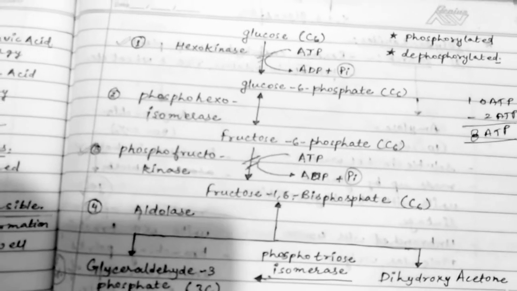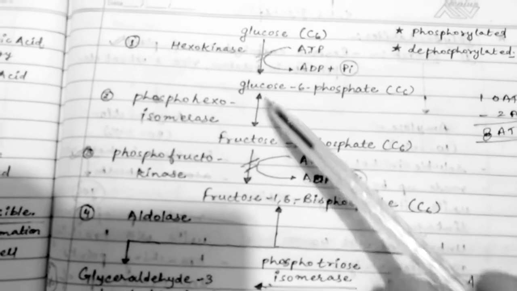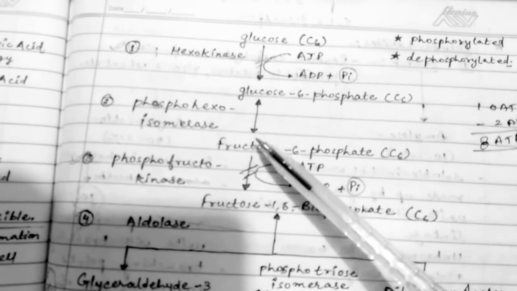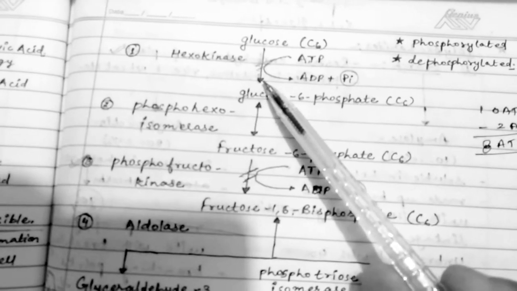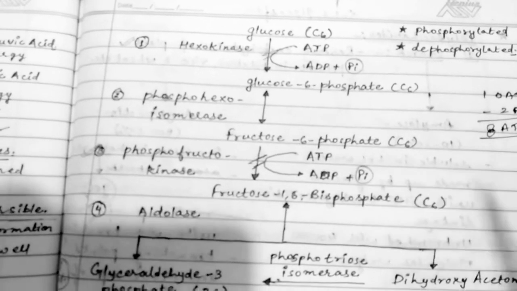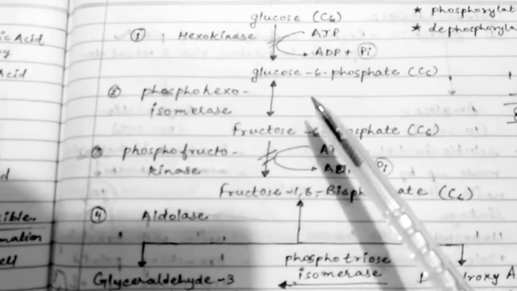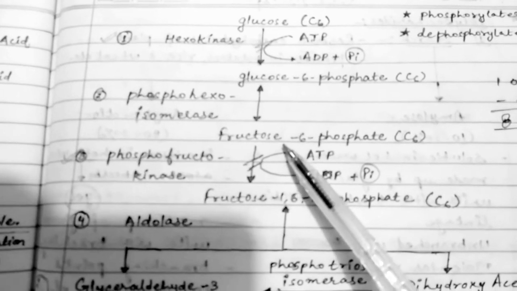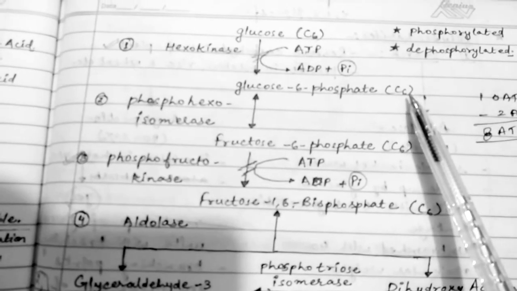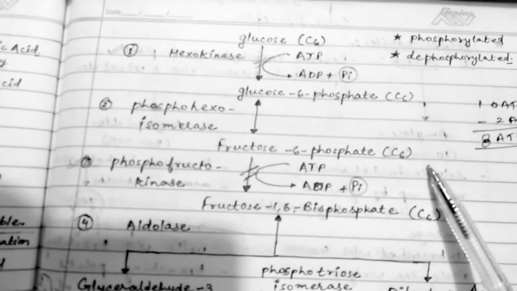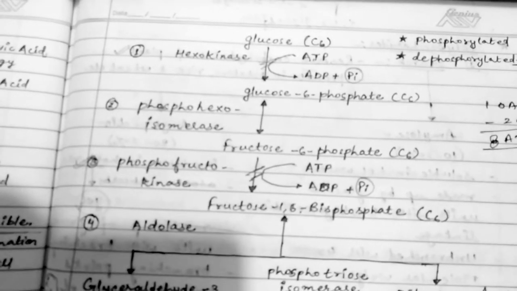Then the second reaction is a reversible reaction. For a reversible reaction I have denoted the arrow on two sides, while for the irreversible I have denoted only one arrow on one side. Then student, what is taking place in this reaction? Glucose 6 phosphate is converted into fructose 6 phosphate. This compound also has 6 carbons, and the product of this reaction also has 6 carbons, so there is no difference in the number of carbons.